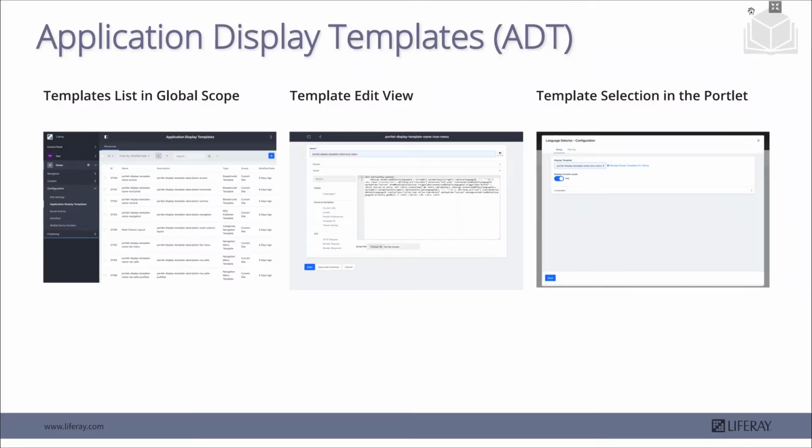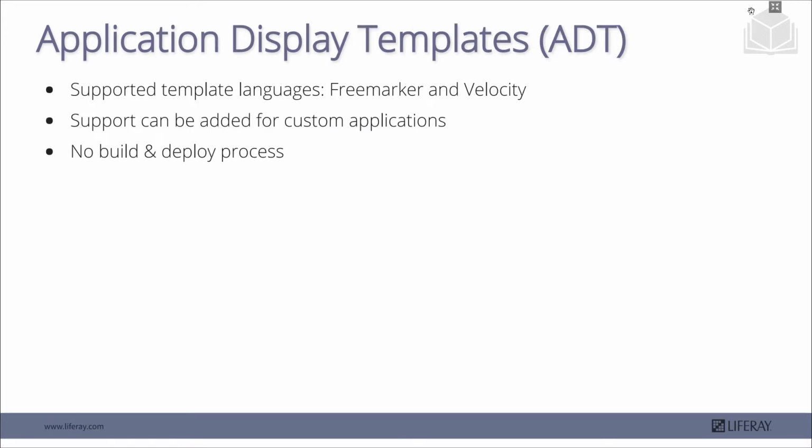So let's give an example of ADTs. Starting from the left, you can create an ADT for a number of different things, and you can create them either within a specific site, or as we see within this screenshot, in the global context, exposing them to every single site. From there, you can edit the ADT or even create the ADT yourself using the editor within Liferay. And finally, once you have the ADT created, you can then select the ADT within specific applications. We'll get into some of the details pretty soon.